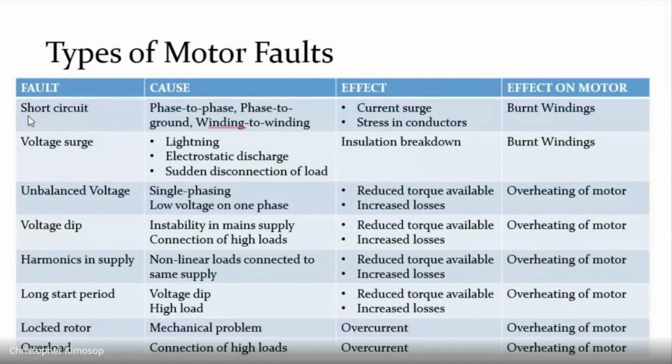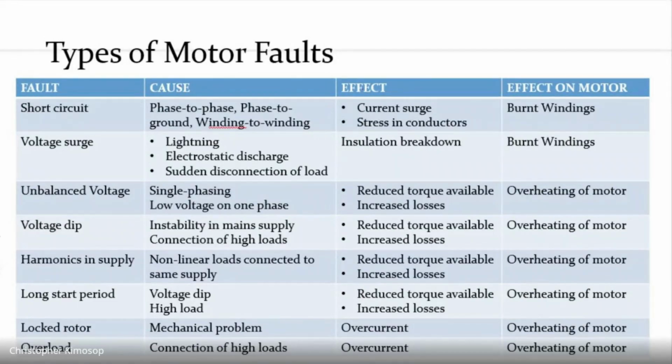You can have a short circuit, which is a short circuit from either phase to phase, so say red to blue, or you can have phase to ground, whereby one of the phases somehow gets a connection between it and the ground. It shorts to ground, or you can have winding to winding. Winding to winding means within the motor itself, the insulation inside fails, and you have 2 windings which are carrying different phases.